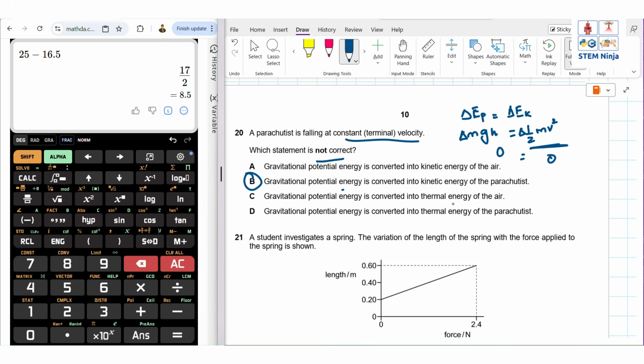Gravitational potential energy is converted into thermal energy of the air. Partly correct. Is converted into thermal energy of the parachutist. Partly correct. Converted into kinetic energy of the air. Partly correct.